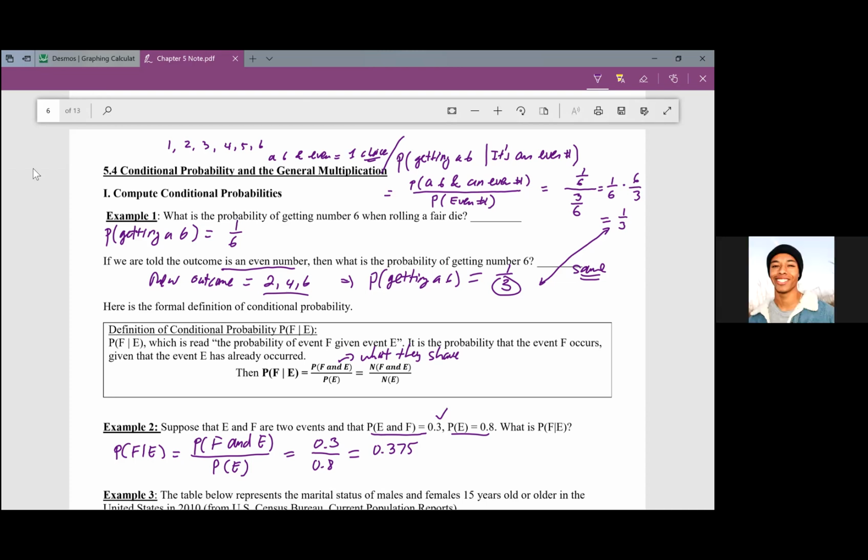Okay, thank you. So according to the formula, we have the probability of getting F and E divided by the probability of getting E, right? That's right. Now, when we actually applied that to the situation of getting a 6, given that we have an even number, all we did was divide the probability of getting a 6, which is 1/6, by the probability of getting even, which is 3/6. We didn't do any multiplication in the numerator. Oh no, because we are dividing, right? So the key is right here.